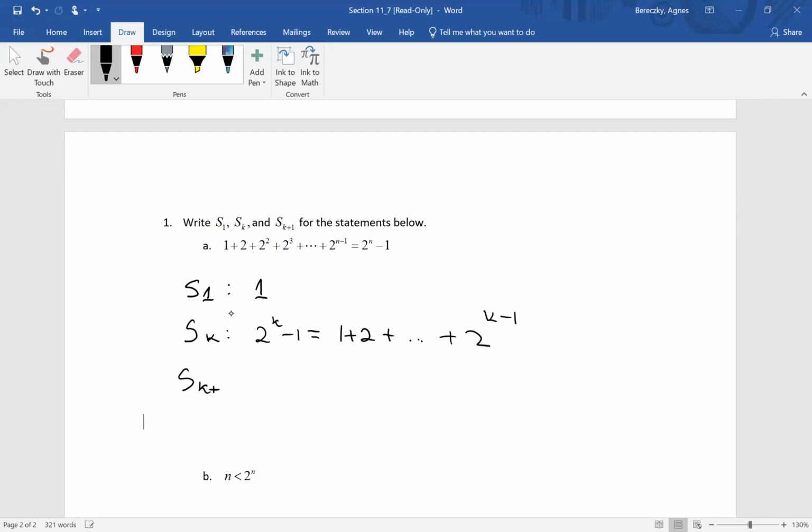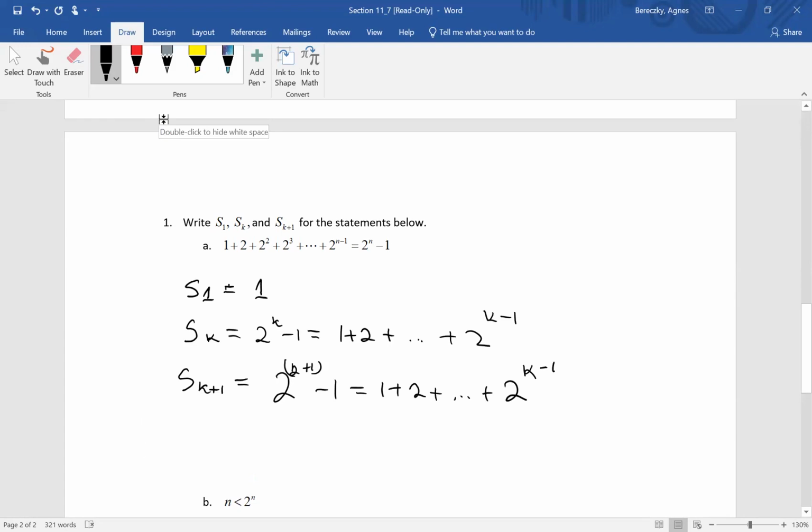The Sk plus 1 will mean, equal sign, basically, because these are the sum of k terms and k plus 1 terms. Let's make them equal: 2 to the k plus 1. So we're replacing k with k plus 1 minus 1. So we're also going to add 2 ... 2 to the k plus 1. And we're adding one more term.